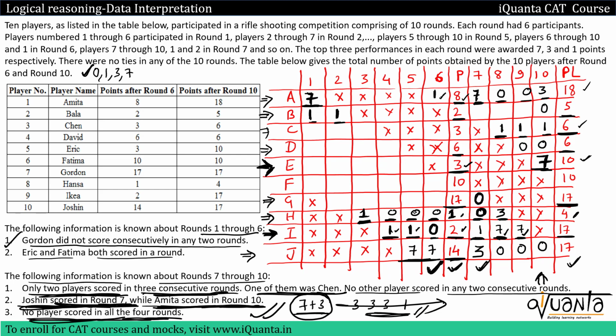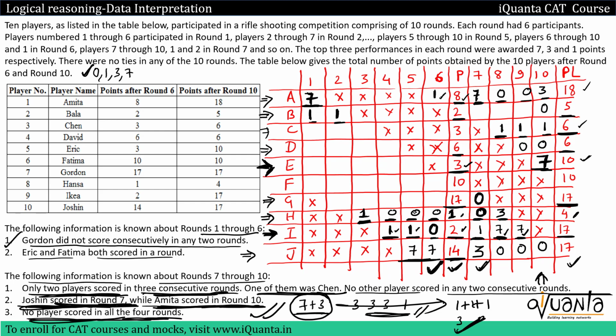So where will he score those 3 points? See, for a sum of 3 there are 2 possibilities, 1 plus 1 plus 1 or 3, just 3. So can we give 1, 1, 1 to B in round 7, 8, 9? No, because there are some other players who have already scored 1 point in round 7, 8, 9. So the only case will be we will give 3 points to B in one of the rounds 7, 8, 9. But which will be that round?